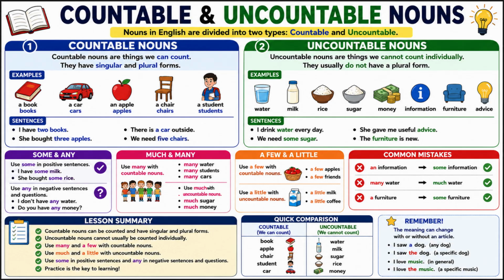Sentences: I have 2 books. She bought 3 apples. There is a car outside. We need 5 chairs.